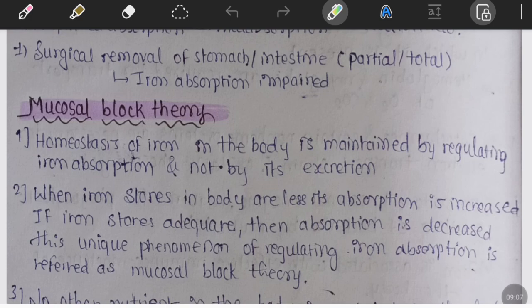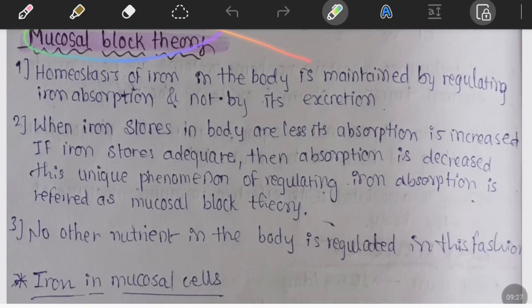When body iron stores are low, the intestine absorbs more iron. But when iron stores become adequate, intestinal cells reduce iron entry into the blood. This regulation occurs at the level of absorption, not excretion. The phenomenon is called the mucosal block theory. Remember this sentence for the exam: iron homeostasis is maintained by regulating absorption, not excretion. This is what makes iron metabolism unique.